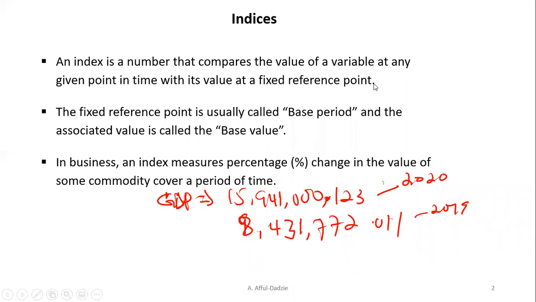All right, so an index number is a number that compares the value of a variable at any given point in time with its value at a fixed reference point. We use index numbers to make comparisons to tell us the change or the percentage change in a situation. We have issues like inflation, consumer price index, producer price indices. These are economic indicators that help to determine certain issues in an economy.